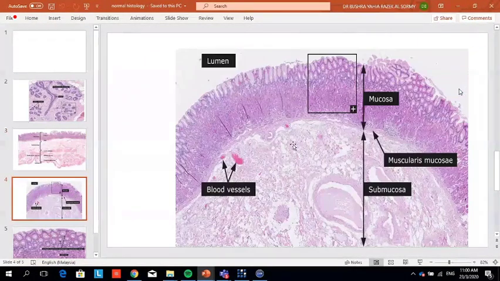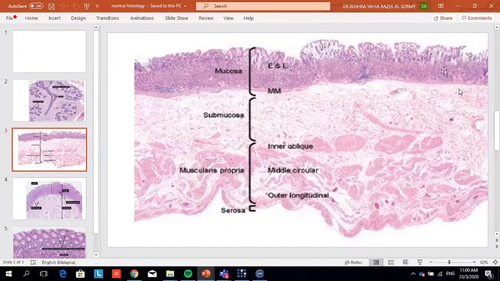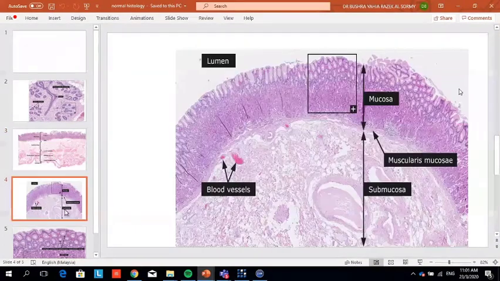Okay, now have a look. Can you see the mucosa is composed of glands, isn't it? We have muscularis mucosa and muscularis propria. See, muscularis mucosa is this small rim below the mucosa, and then submucosa, then muscularis propria. In the submucosa we can see loose connective tissue plus the blood vessels.